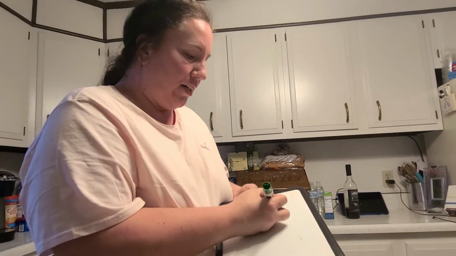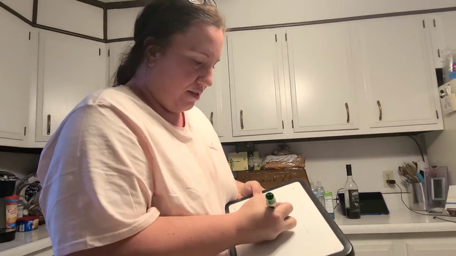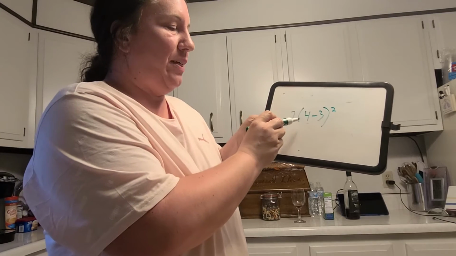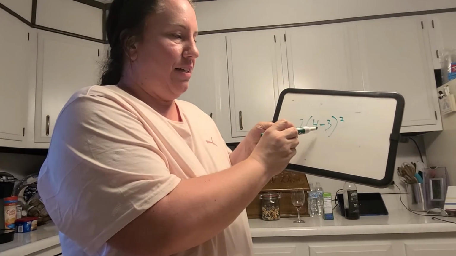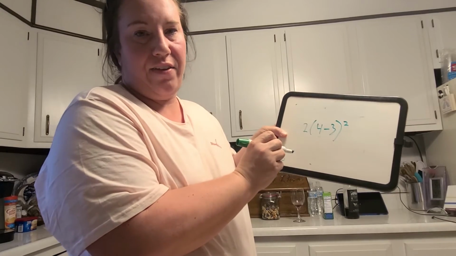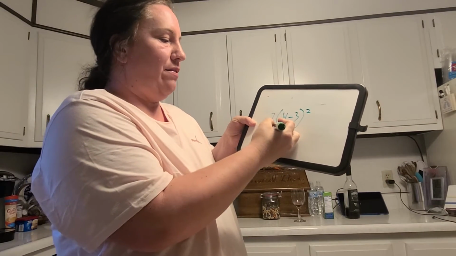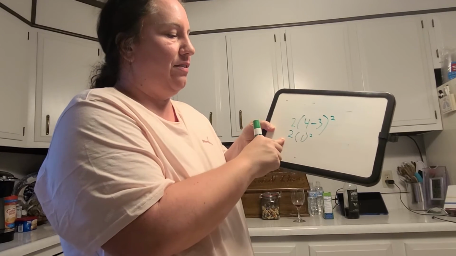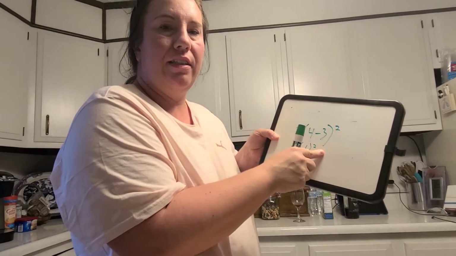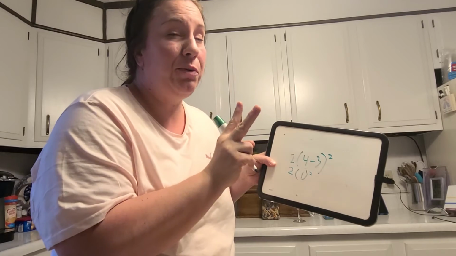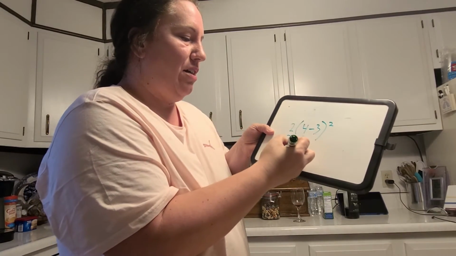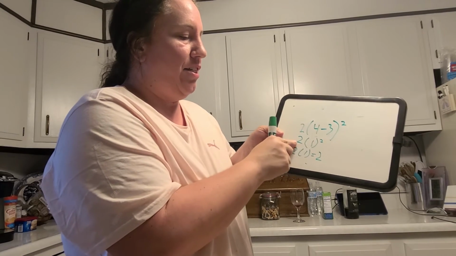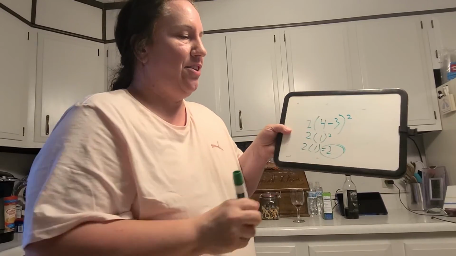Okay, this one's a little bit trickier. First we go inside the parentheses. 4 minus 3 is what? 4 minus 3 is 1. So then we have 2 times 1 squared. What is 1 squared? It's 1. If it were 2 squared, it would be 4, but 1 squared is simply 1. So then 2 times 1 equals 2, right? So 2 is the answer to that problem.